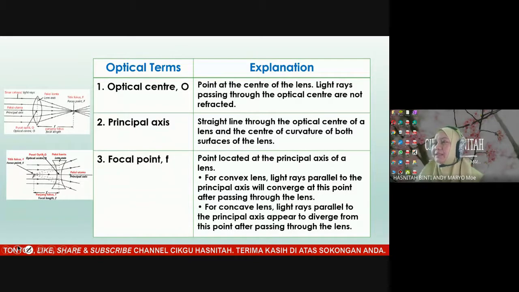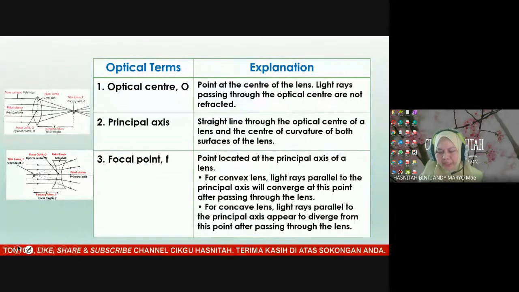This is to understand the optical terms and the explanation for each. You can find this in your textbook on page 252, Table 6.5, optical terms related to lenses. Students, altogether there are 7 optical terms which you have to know very well. The first one is called the optical center.